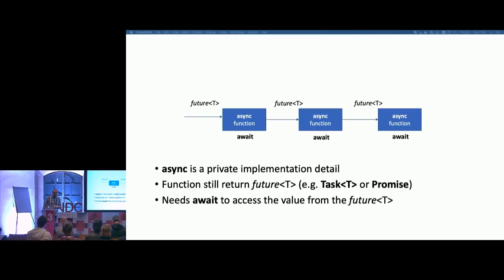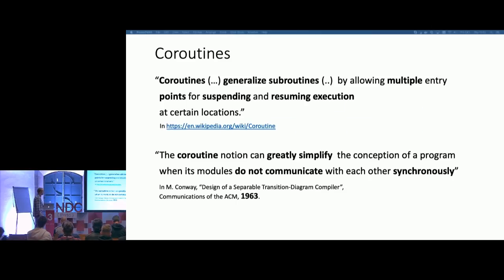However, Kotlin decided to follow a different path. And the path was based on the concept of coroutines. Coroutines are a rather old concept. I think the first historical reference that I could find is from 1963. And it says that a coroutine is a generalization of a subroutine, of a function, that can suspend and resume execution multiple times during its processing.